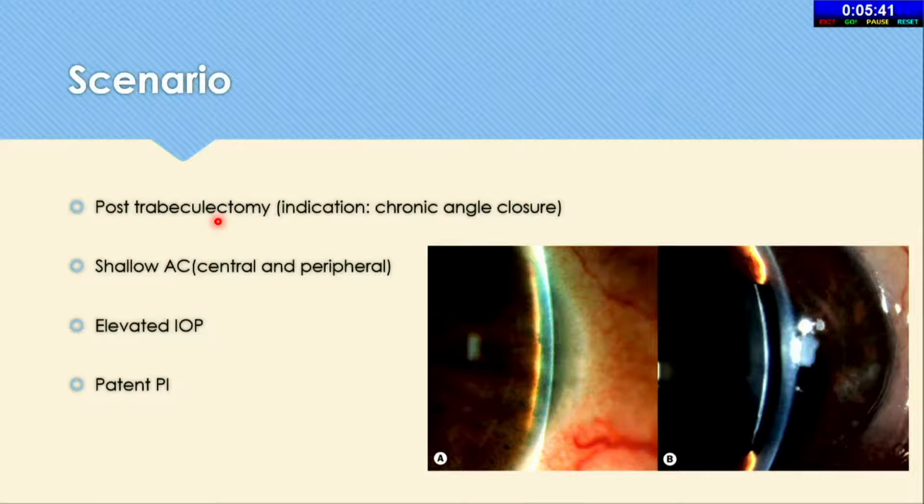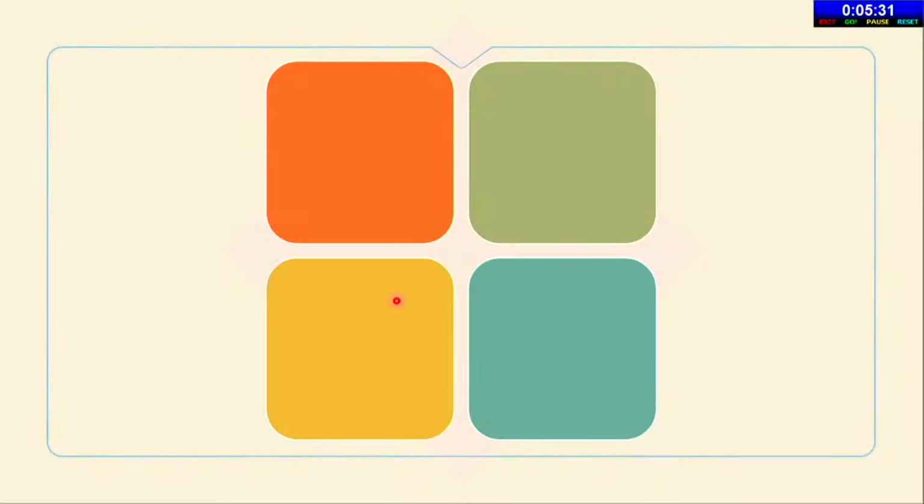So let's consider a scenario. We have a patient post-trabeculectomy presenting with an acute red eye. On examination, we see a shallow AC, shallow both in the periphery and centrally, an elevated IOP, and we note the presence of a patent PI. So what must we think of?